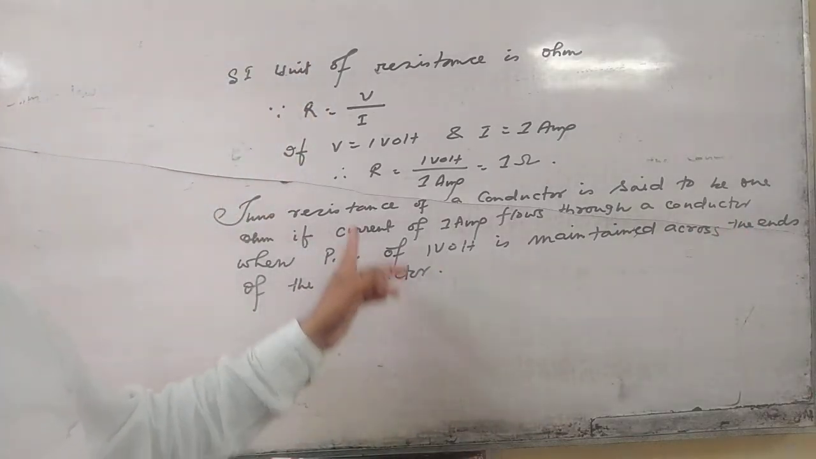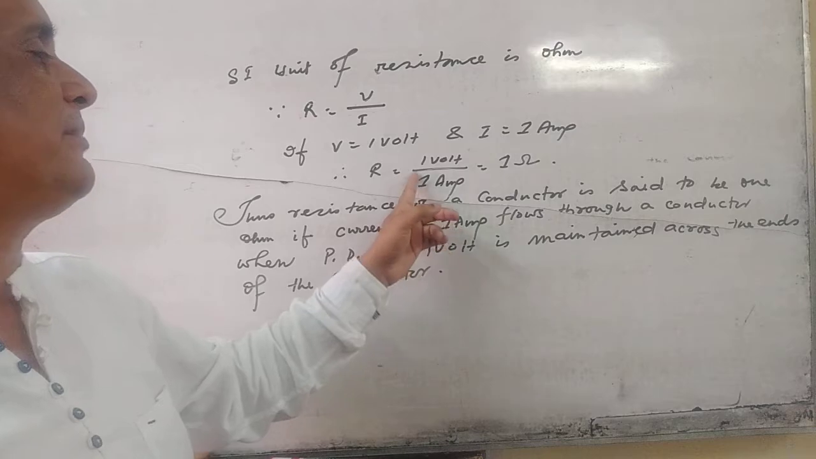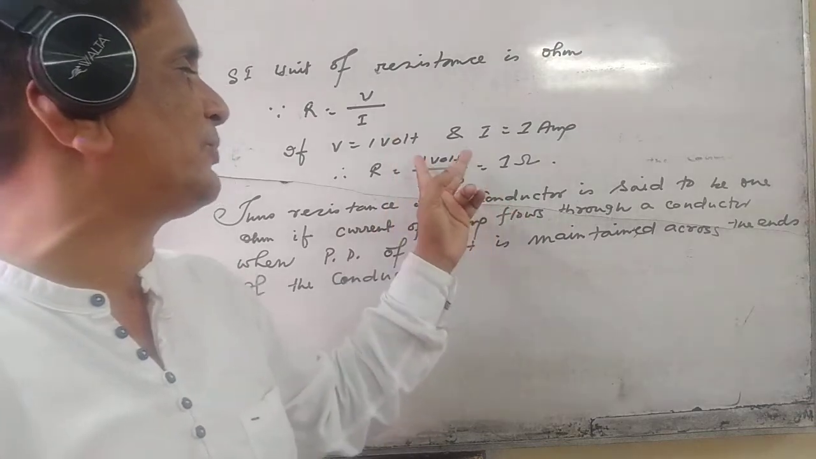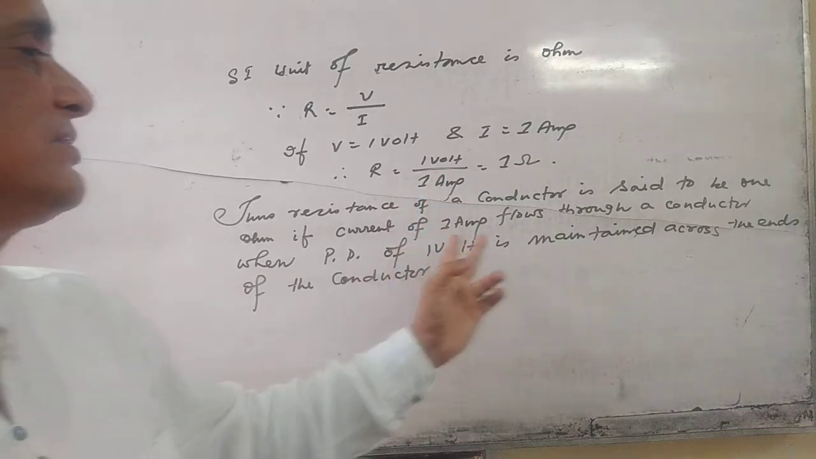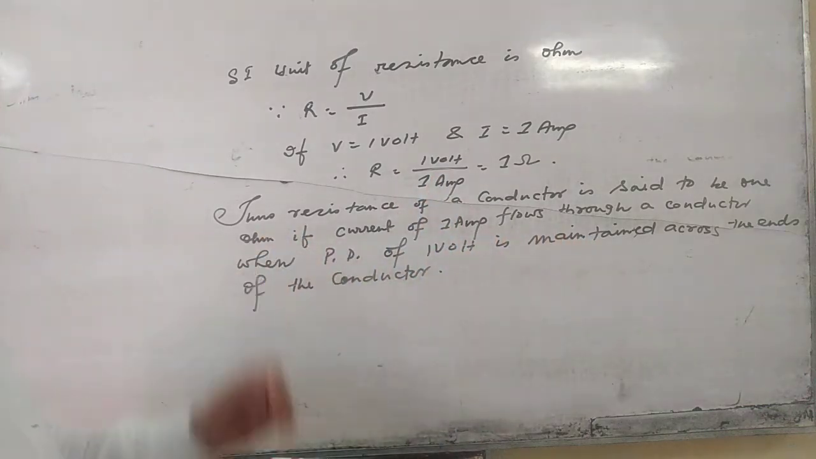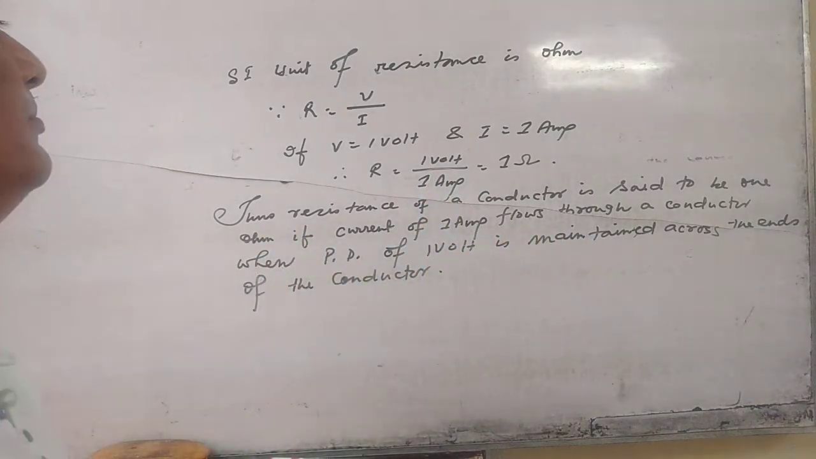Is it clear? If a current of 1 ampere flows through a conductor when a potential difference of 1 volt is maintained across the ends of the conductor, then the resistance is said to be 1 ohm.